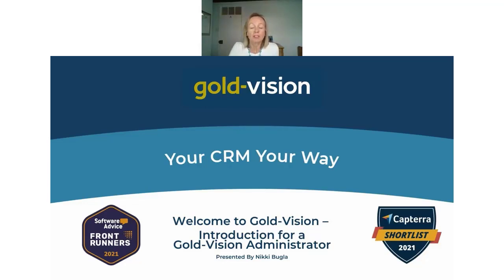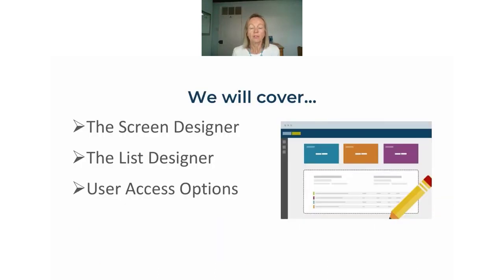In this webinar, we're going to cover an introduction to using the admin area in Goal Vision. A Goal Vision administrator has additional access to that of general users of Goal Vision, which enables them to make changes to the user interface. So what we're going to look at is the screen designer, so how you can make changes to what people can see on the screen, the list designer, so how you can edit and control the list design in Goal Vision, and user access options. And this is where you can edit who can see what in certain areas within Goal Vision.